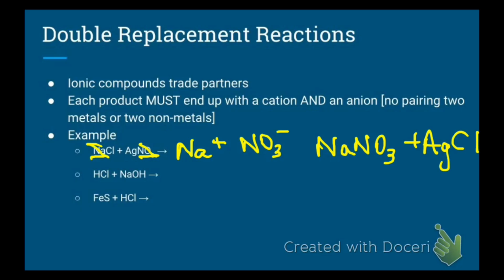Alright, this next one is going to look a little weird because there's not a metal in our first one. We have hydrochloric acid plus sodium hydroxide, but it's going to be the same thing. You're going to take your cation from your first, so your positively charged ion in your first is going to be your H. It's going to react with the anion in your second, which is your OH. And so we're going to end up with HOH, which we could also write as H2O.